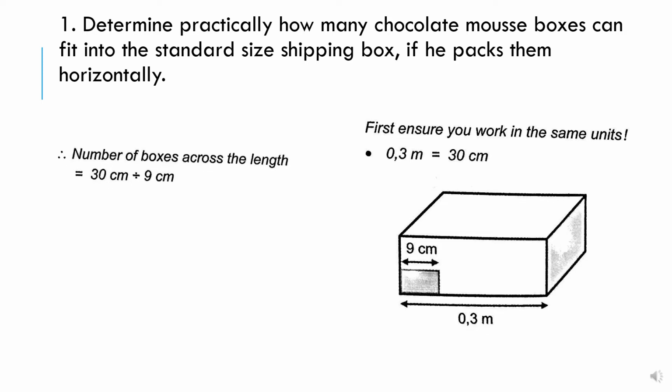That we get by dividing 30 centimeters by 9 centimeters, and it gives us 3.33 boxes. However, we have to round down again, like we spoke about before. The shipping box is too small to fit another mousse box in it, so we need to round down.